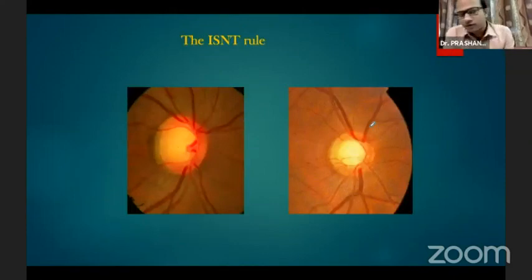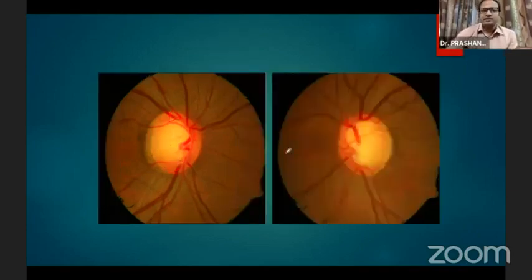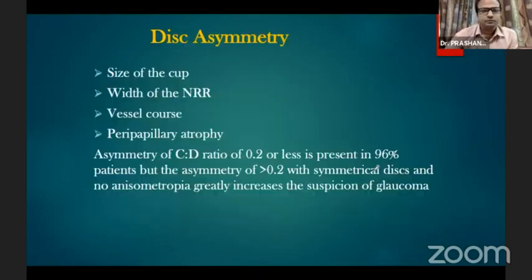Normally the disc follows the ISN'T rule, which says that the inferior rim is generally thicker as compared to the superior, then nasal, and the temporal is the thinnest area of the disc. Most discs follow this rule. Some discs will not follow it, and if the disc is not following the rule, we must think that there is some pathology in the eye. That could be glaucoma or something else. In both of these pictures, the discs are very large, but they are following the rule. The inferior rim is thicker, so these can be normal discs.